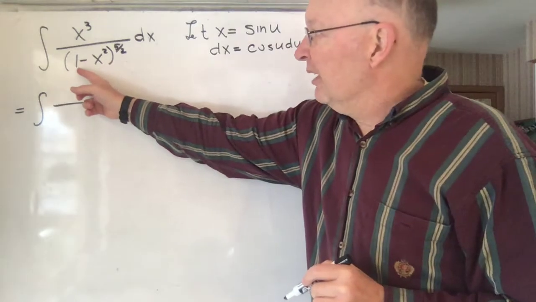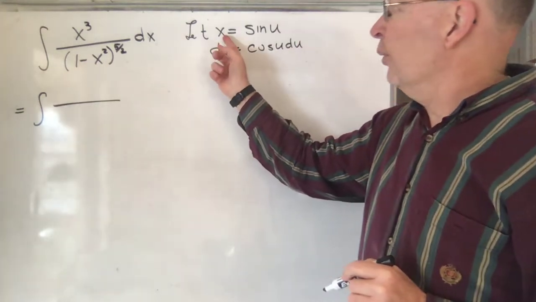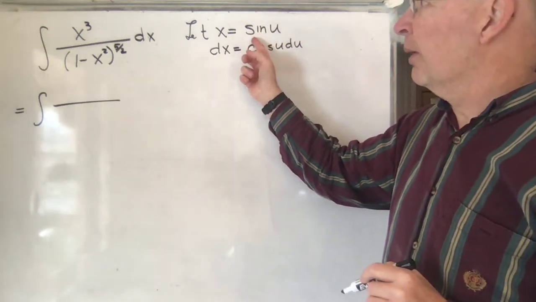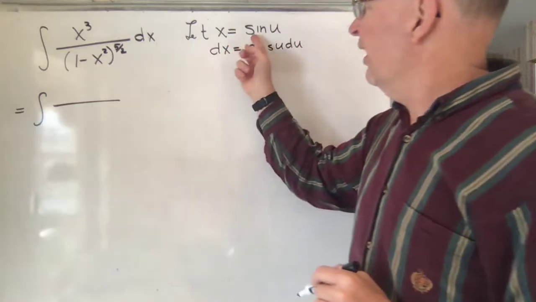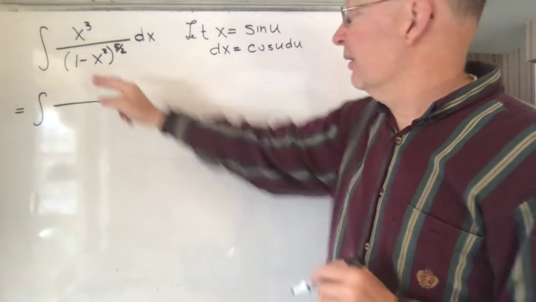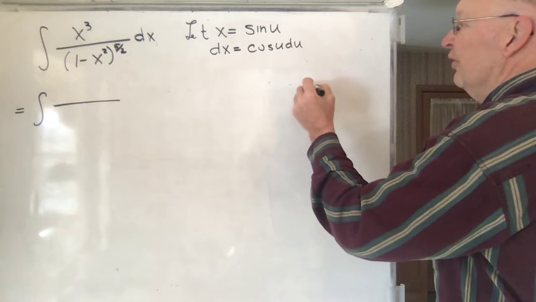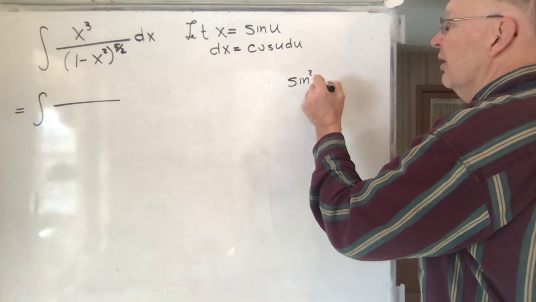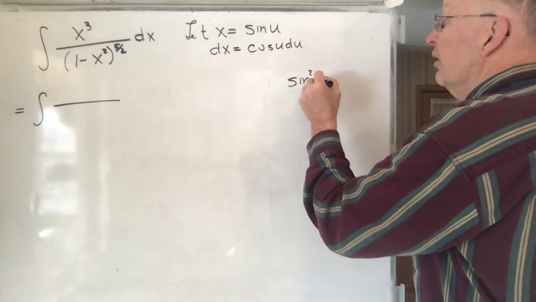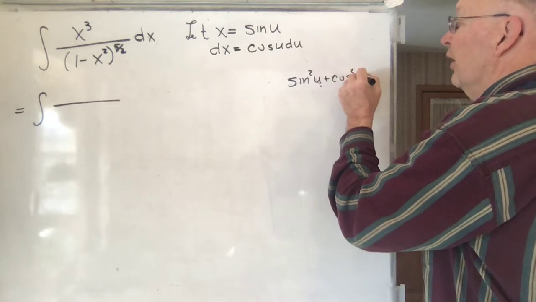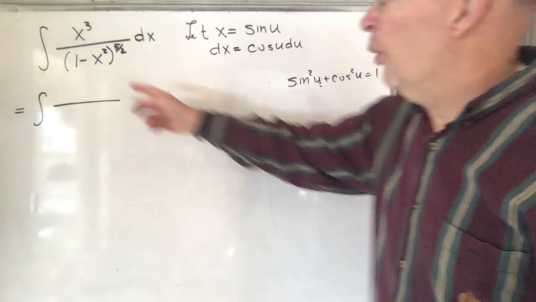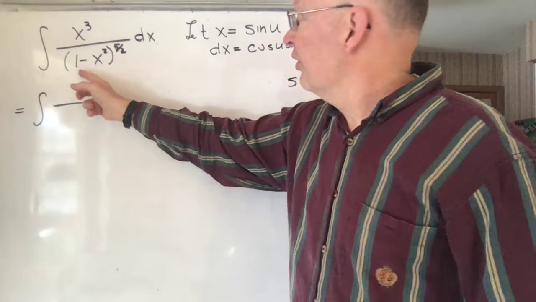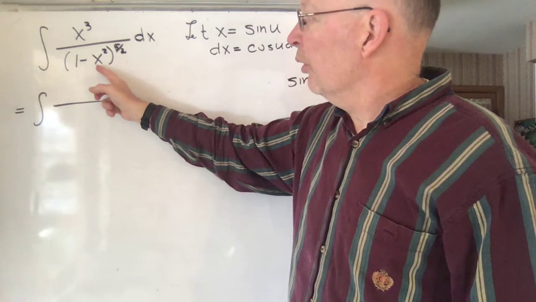So this is going to be 1 minus x squared, which is 1 minus sine squared u. Okay, I'm going to do several steps in one, might as well. 1 minus sine squared is cosine squared, agreed? Because we're using the fact that sine squared u plus cosine squared u is equal to 1. So 1 minus sine squared is equal to cosine squared. Let me say it again. This is going to be 1 minus sine squared, which is cosine squared.